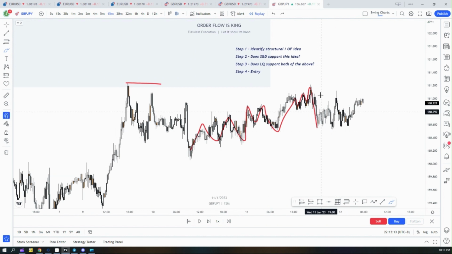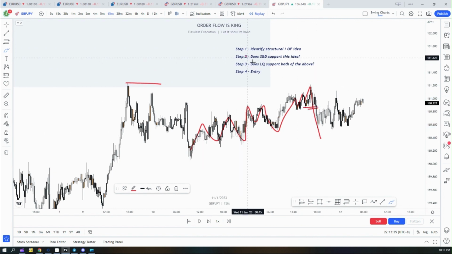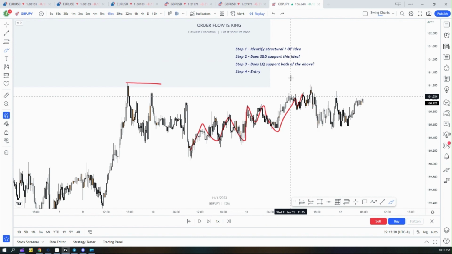So then we need a point of liquidity for our entry, right? Step 2, structural order flow idea. Yes, we've got that. We have internal bearish order flow. Step 2, does supply and demand support this idea? Do we have unmitigated supply to trade from?